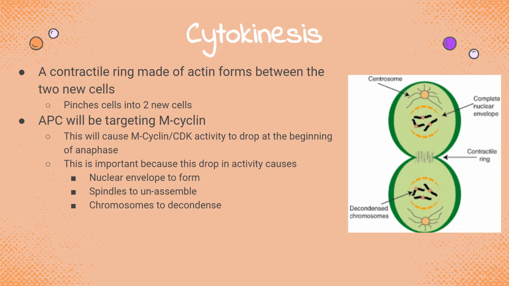And again, we have APC targeting our cyclins, which I think we already talked about. But once we have no more M-cyclin, once we're not doing M-phase things anymore, this is going to be an indicator for the cell that it can reform the nuclear envelope because our lamins won't be phosphorylated anymore. Our spindles can break down and we can decondense our chromosomes. So this is where we're restarting the cycle, and we have two daughter cells that are not actively dividing.